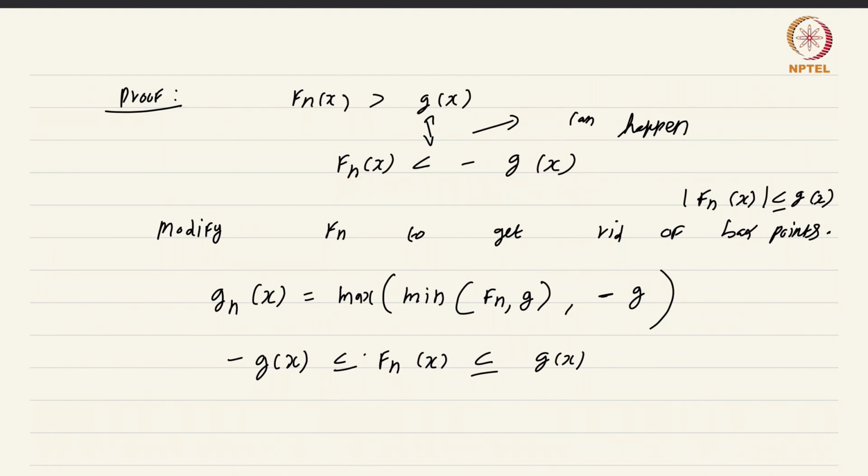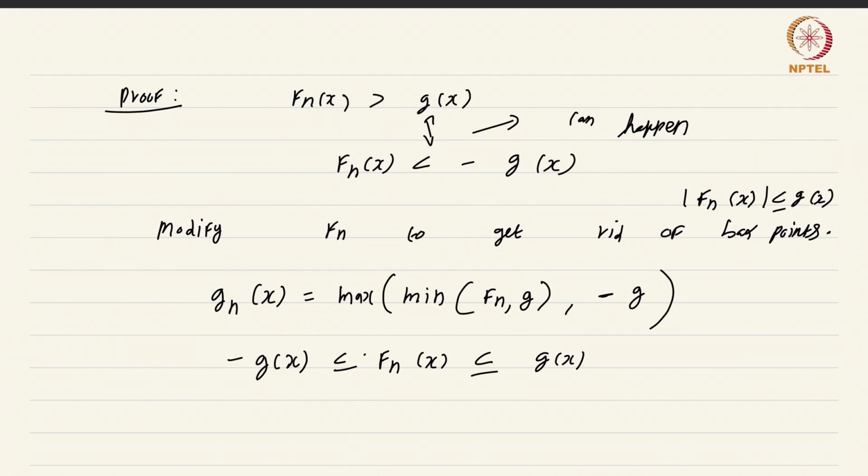Similarly, if fn is less than minus g, let me clarify. Then the minimum of fn comma g would actually be fn, right? Because fn is in fact less than minus g, therefore it's less than g. Now when you take the maximum of fn comma minus g, because fn is less than minus g, you will get minus g. So at those points where fn dips below minus g, you will get minus g.